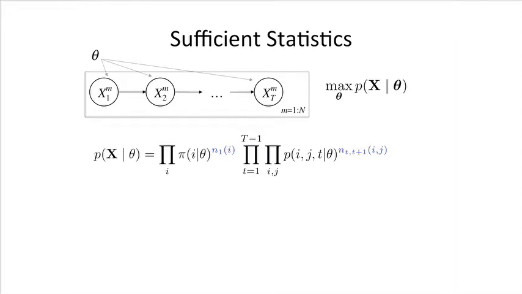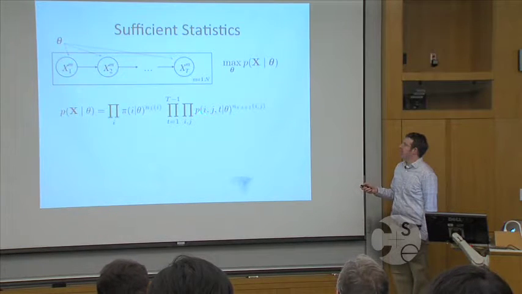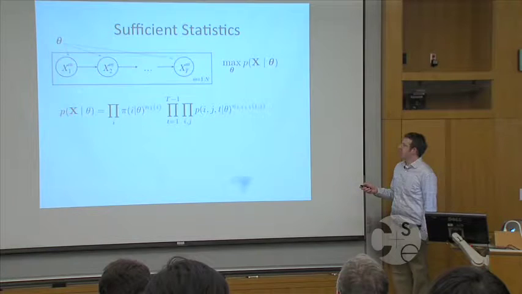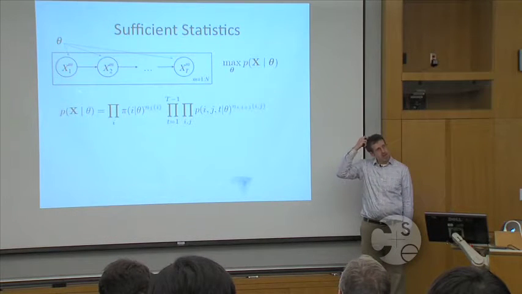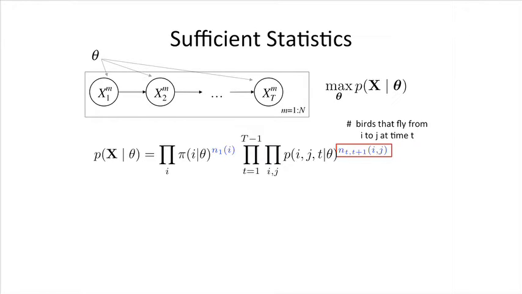We're going to have a big product, and this product follows from independence assumptions over birds and independence assumptions over transitions at different time steps. In that product are going to appear the transition probabilities. This p is the probability of flying from cell i to cell j at time t. And that transition probability will be raised to this value n_{t,t+1}^{ij}, which is the number of birds that fly from grid cell i to grid cell j at time t. Okay. And this follows from just basic independence assumptions.